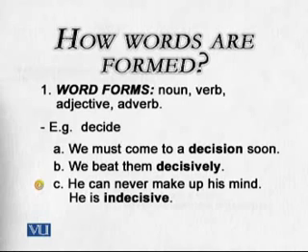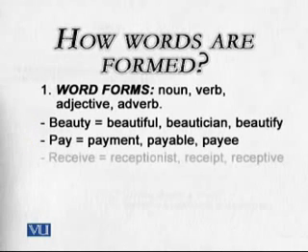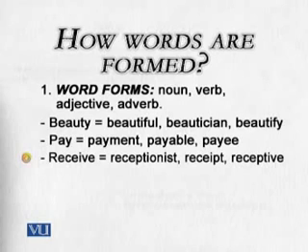Okay, let's take a look at some more examples for our concept to be clear. On your screen, you can see the key word is beauty, second one is pay, and third one is receive. Let's change these three words into further forms. From beauty, you can change it into beautiful, then beautician, and beautify. Now, beautiful, of course, is an adjective, beautician is a noun, and beautify is, of course, its verb. And beauty is, again, in itself a noun.